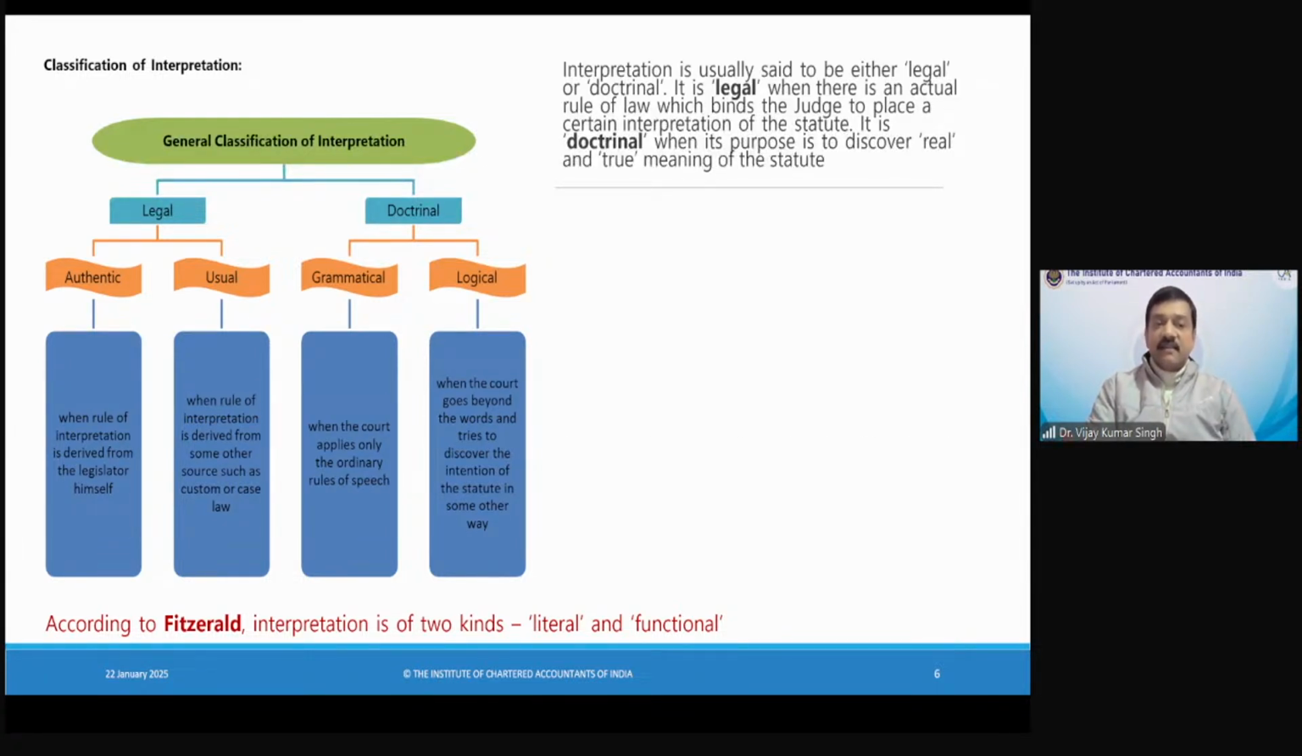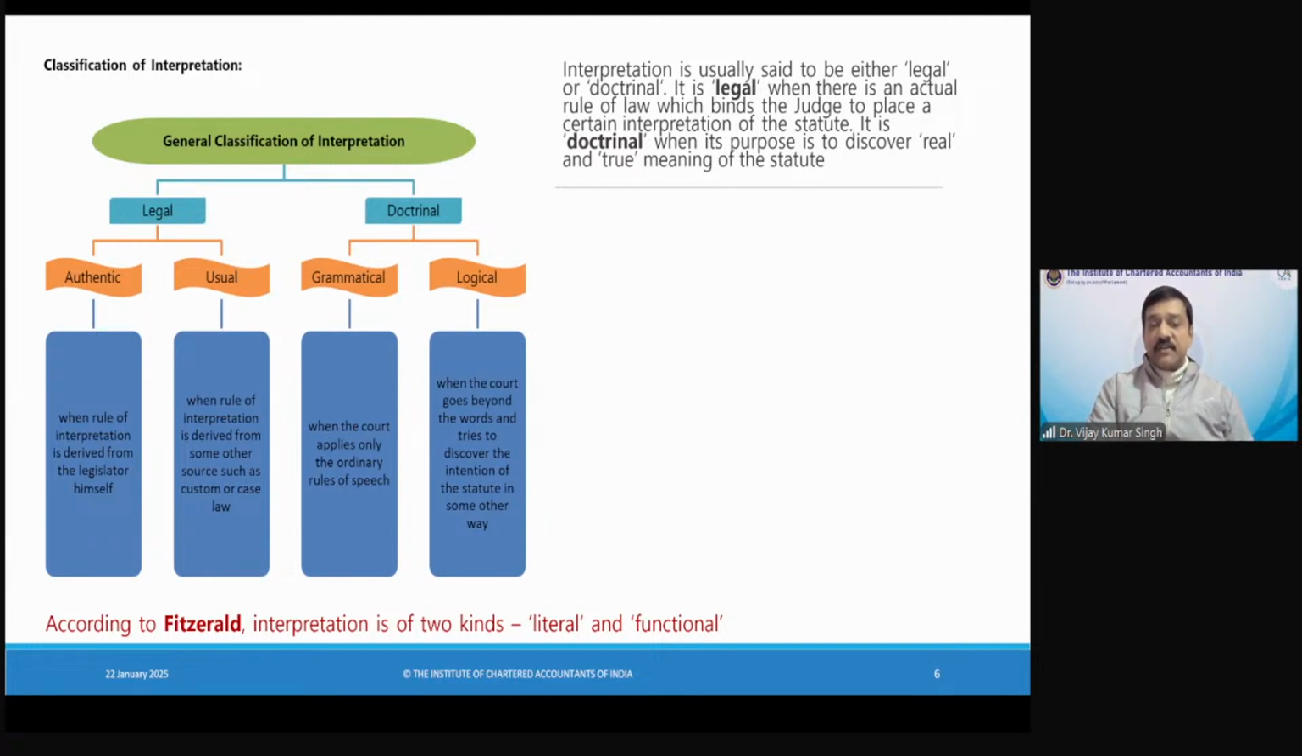So when I say that it is legal interpretation, we are basically referring to a rule of interpretation coming directly from the legislature. Okay, and when we are talking about usual, then we are deriving those particular interpretations from some other sources like customs or case laws in common law countries, particularly the case laws.